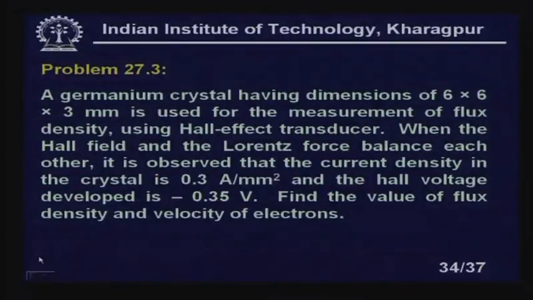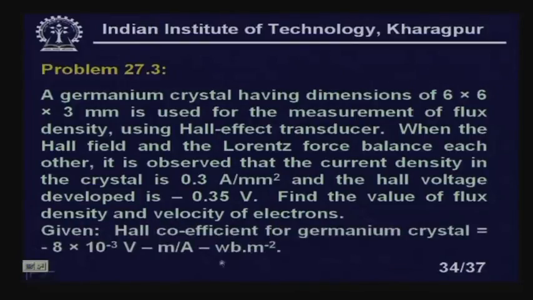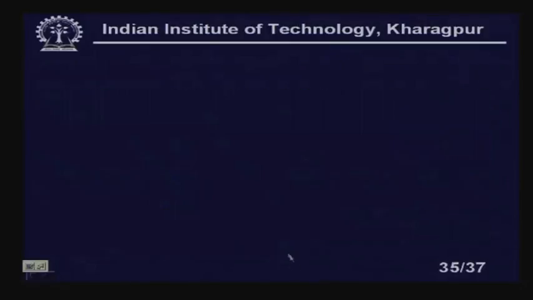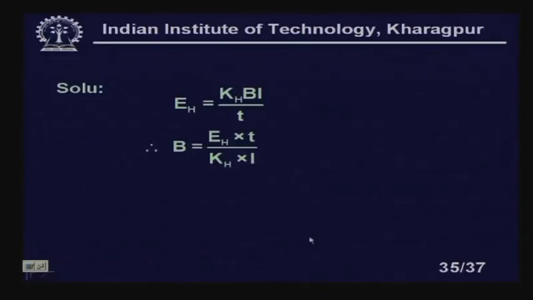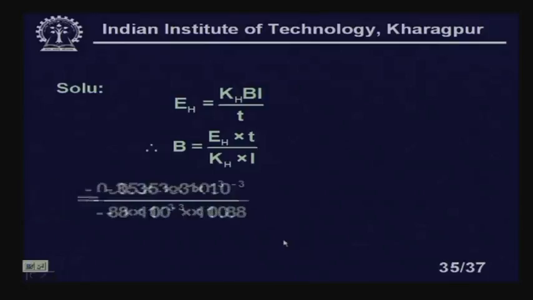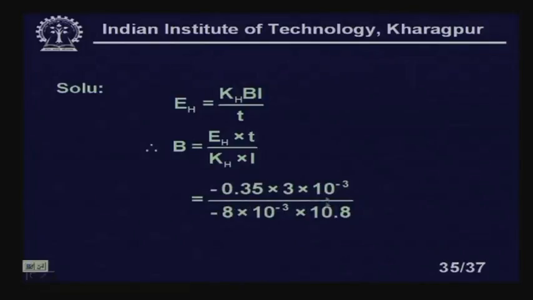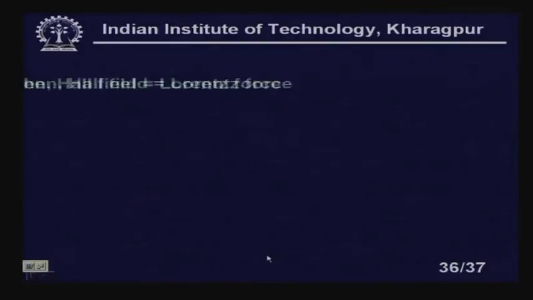Let us look at that problem again. This is our problem. Given that the Hall coefficient for the germanium crystal is minus 8 into 10 to the minus 3 volt meter per ampere Weber per meter square. Solution: EH equal to kH B I by T, we have seen. So, B equal to EH T by kH into I. You just put all these values, okay. So, B equal to 0.012 Weber per meter square.